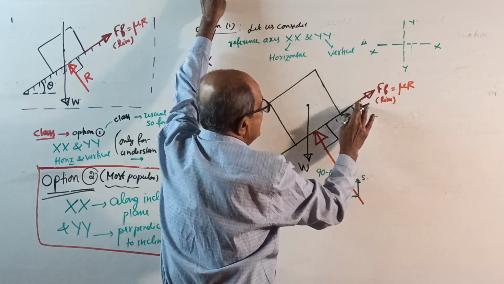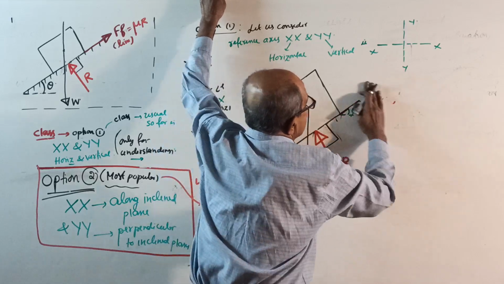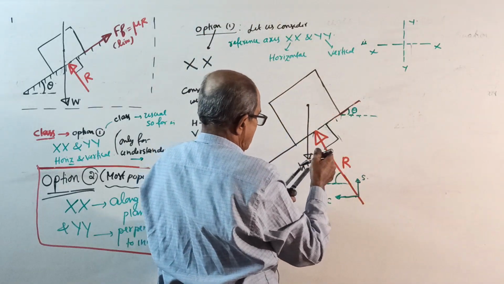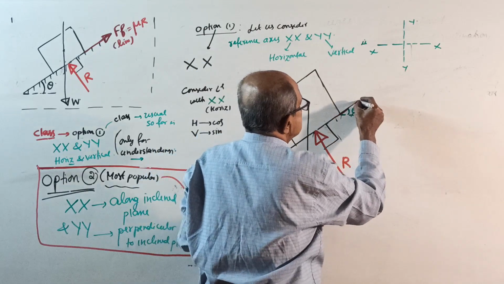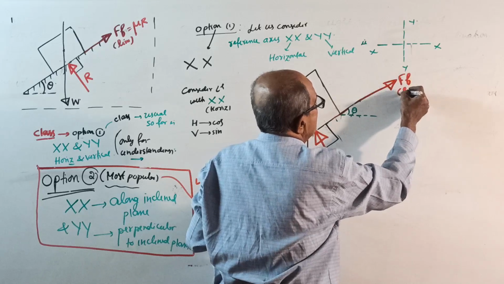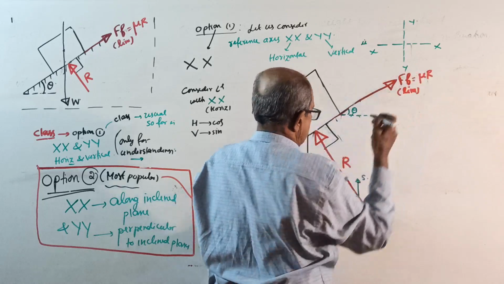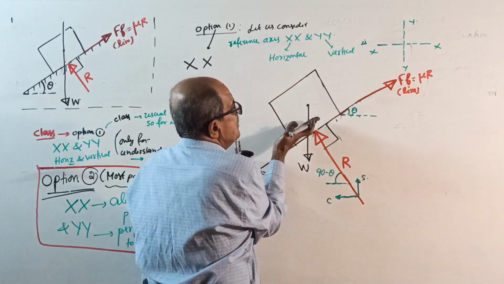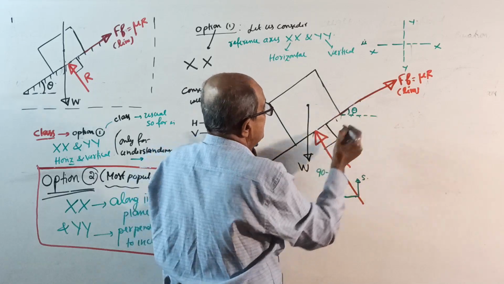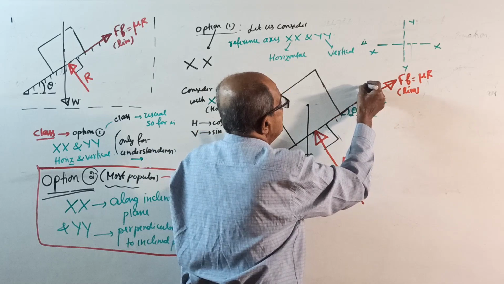See here, I'll put small letters, theta, a little bigger to understand. To make it clear, a little bigger sketch. Okay. FF limit equal to mu into R. Then, see here, when it is going this way, theta, this is cos, this is sine.